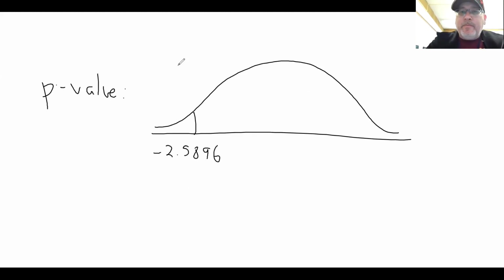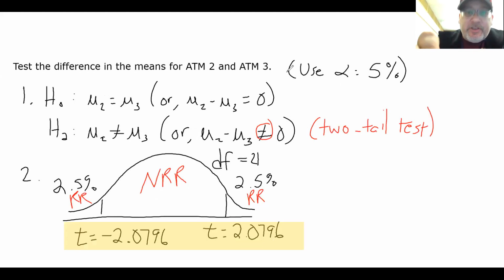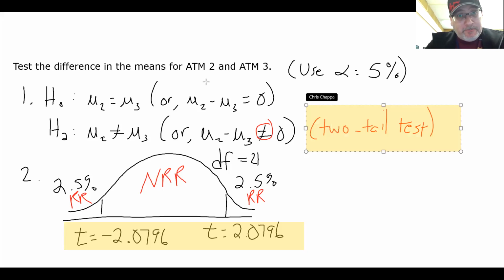But be careful, the p-value is not this area. I know the p-value is the area of the tail cut off by the test statistic, but do you know why it's not just that area? Remember what type of test this was? Based on the alternative hypothesis, this was a two-tail test.